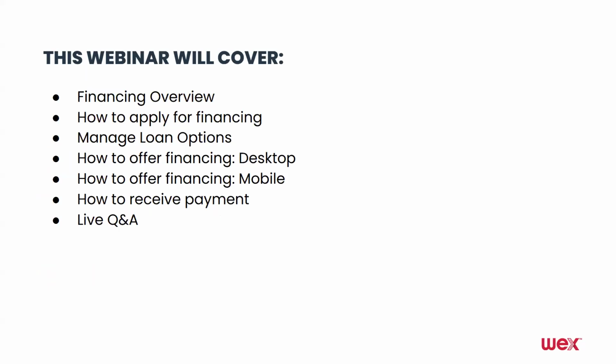This webinar will cover a financing overview, how to apply yourself for financing to get that into your system and available for your customers, how to manage your loan options. We'll go over offering financing to your customers from desktop and from the mobile versions of WEX FSM, and how to receive payment once the loan has been approved and the job has been done. We'll do a live Q&A at the end where you can get your questions answered live on stream.